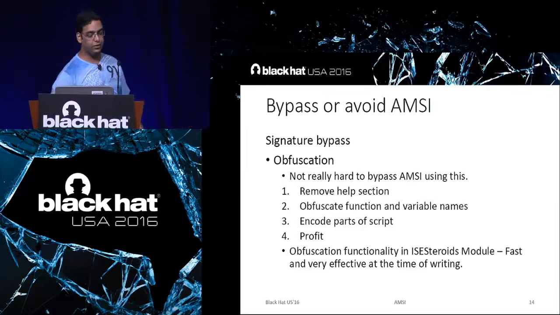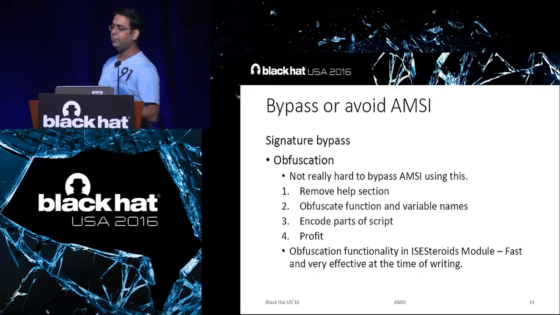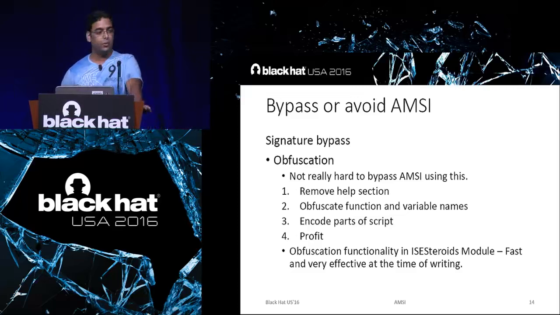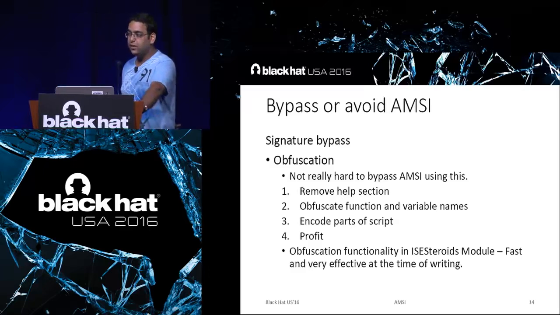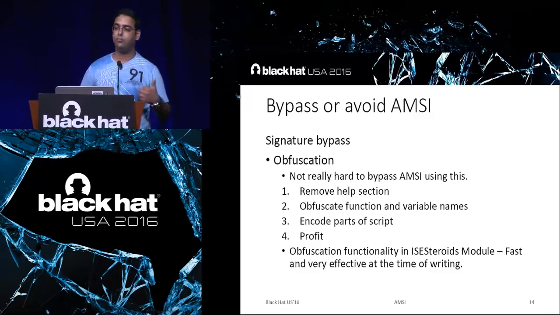So this is how manual obfuscation goes. Remove the help section. Obfuscate function and variable names, maybe just replace them with weird characters or numbers. Then encode parts of the script. That was actually surprising for me, because it was claimed that AMSI makes additional calls if obfuscation or encoding techniques are being used. Maybe I understood that in a different way. But that's the third thing. And then profit, the script will not get detected.